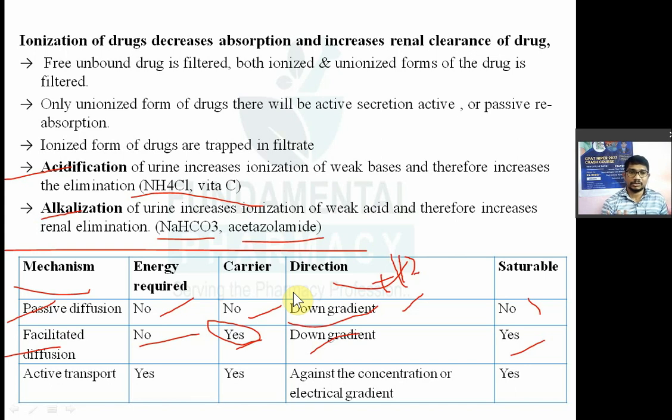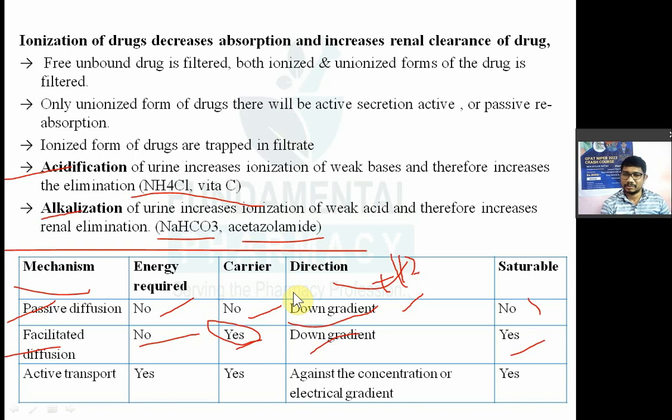Now in case of active transport, energy is required because that is an uphill process, against the concentration gradient. And again it is saturable, right? So this is the overall summary of your absorption. Now absorption is completed. Okay.